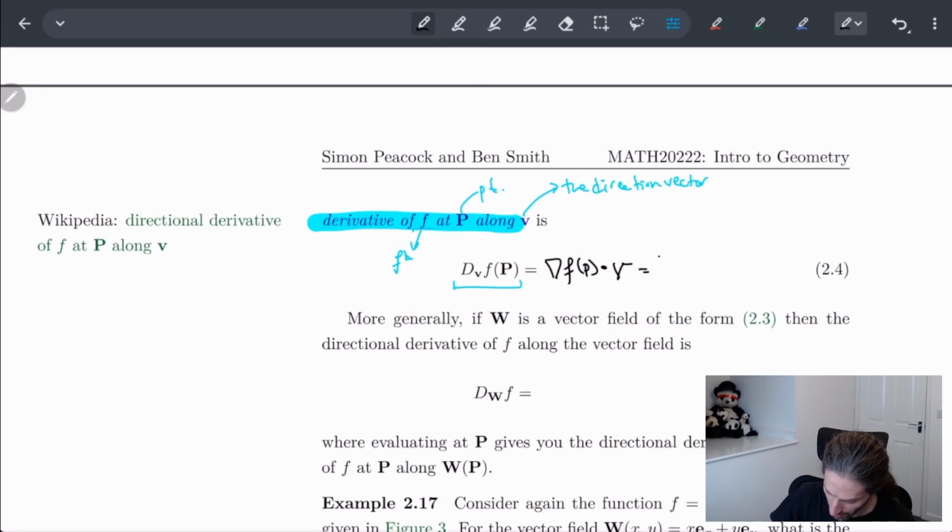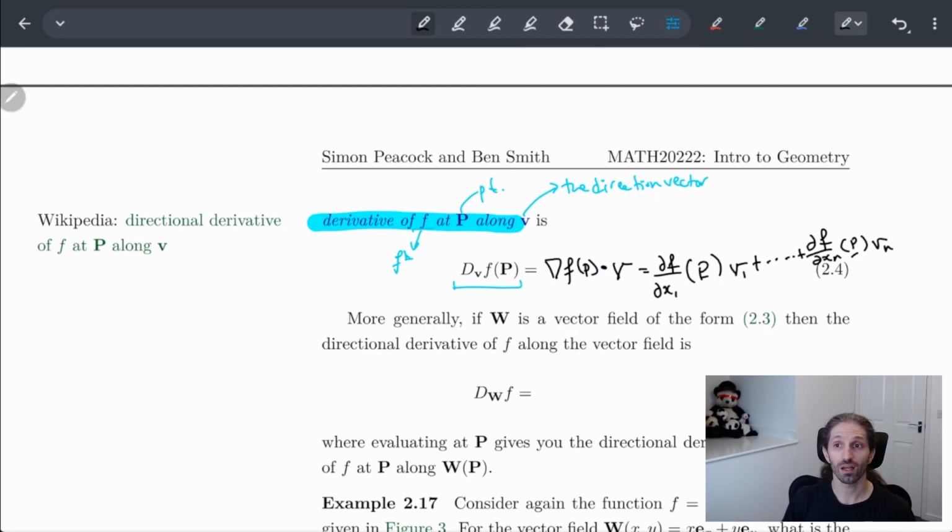Well, the gradient has the derivatives as the coefficients, the partial with respect to x1, and this, remember, is going to give us a function in x and y, so we'll just apply that to the point p. And then we have v1 for our vector, and we just do this all the way up to xn, or vn, however you want to say it. So this gives us the directional derivative of f at p along v.